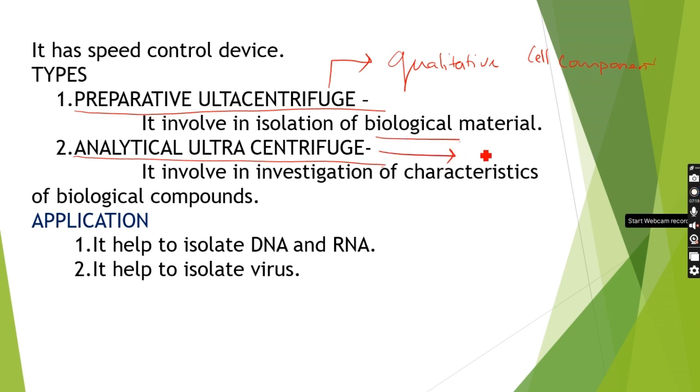But the analytical centrifuge is based on the quantitative level, where quantity is important and different cell components are separated based on this quantity. Its major application is DNA and RNA isolation of viruses at the industrial level.